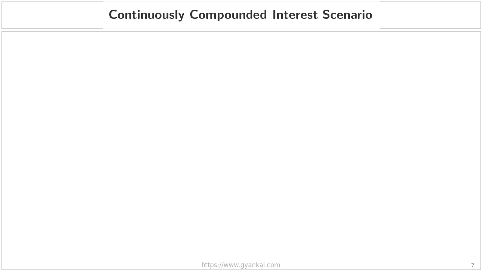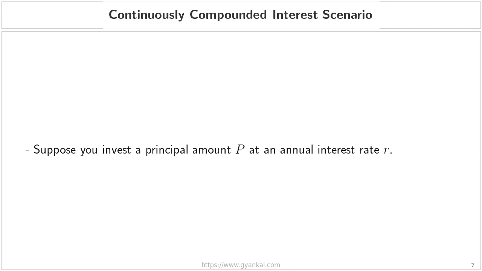Continuously compounded interest scenario. To set the stage for our scenario, suppose you invest a principal amount, represented by the letter P, at an annual interest rate, represented by the letter R in this context. P refers to the initial sum of money you are depositing into an account, while R represents the fixed percentage of interest you earn over the course of a year.